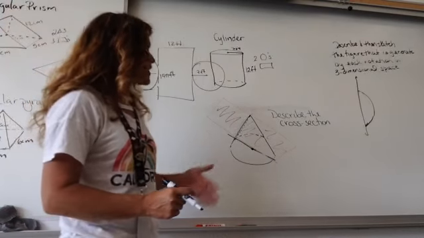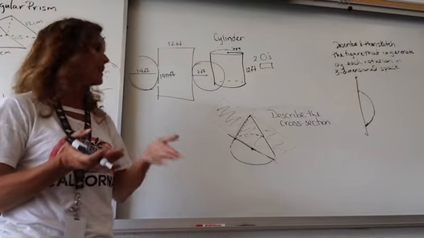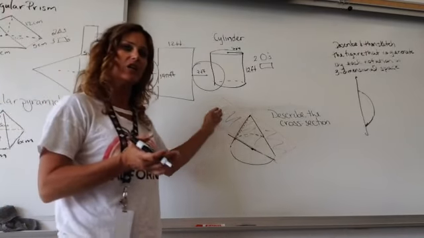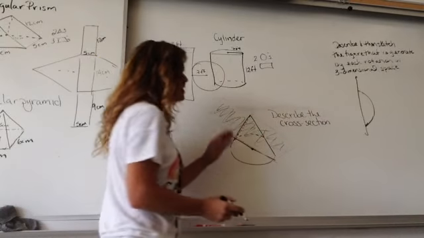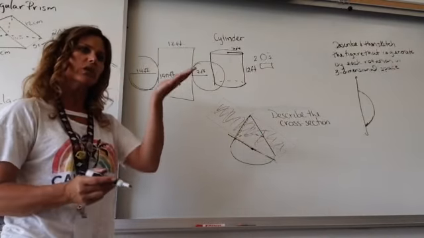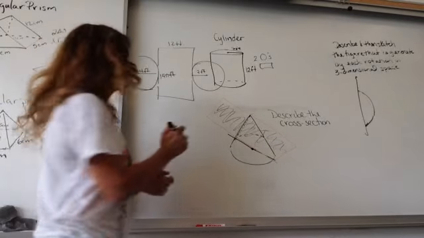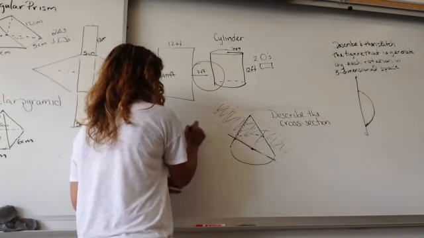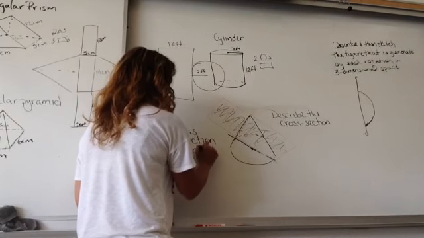All right, talking about cross sections, next. If we wanted to describe what that cross section looks like, so if I were to take a cone and make a slice through it, the red thing here being the plane that's slicing through it, and I'm not sure if you can see it, but it goes like this. It's slicing through our cone. It's actually going to make a triangle. So the cross section here is a triangle.